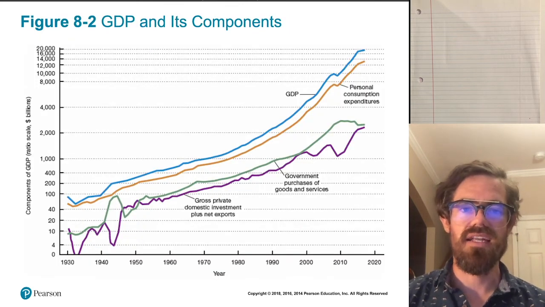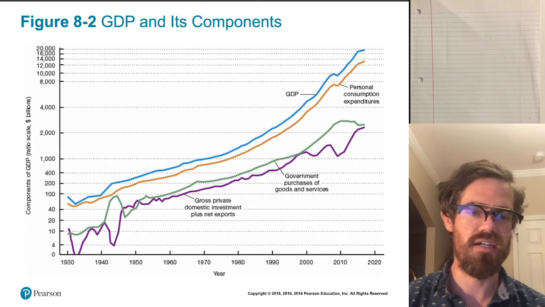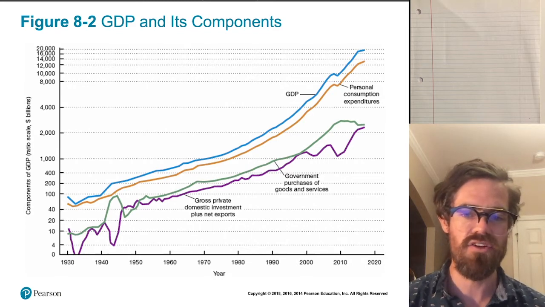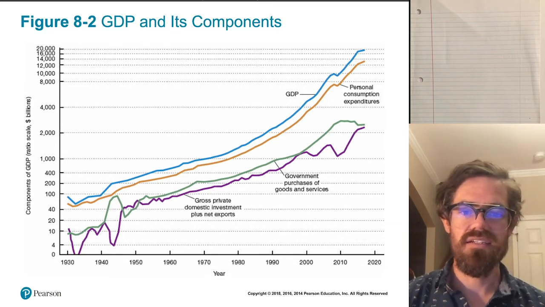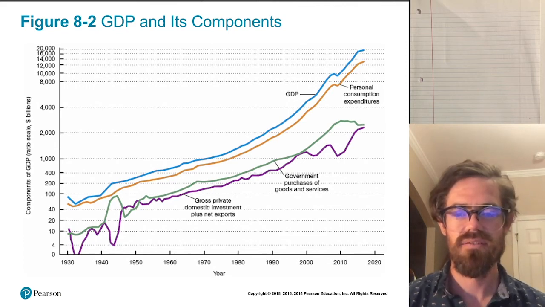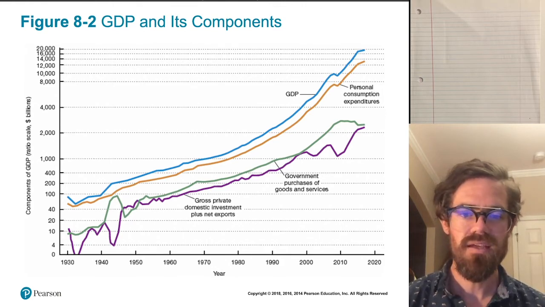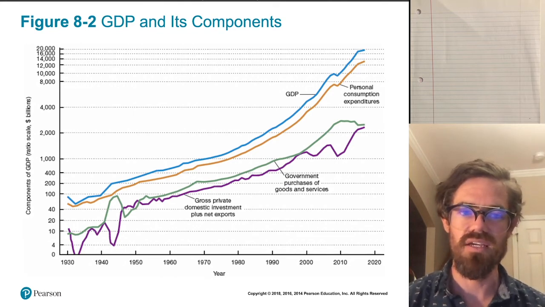All right, so let's look at a chart here of GDP and its different components. GDP is the blue line, and that's total GDP, going all the way back to 1930. You can see it's been growing nice and steadily over the years. There was a slight dip right around the Great Depression, and also a slight dip during the last recession, the Great Recession in 2008, 2009. Just below that blue line is an orange line, and that's the consumption part. And like I said, consumption is the biggest component of GDP.